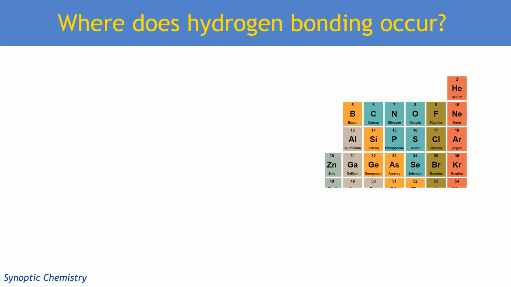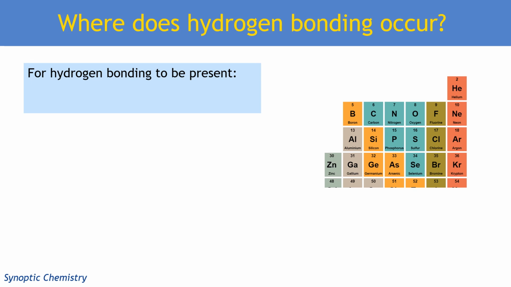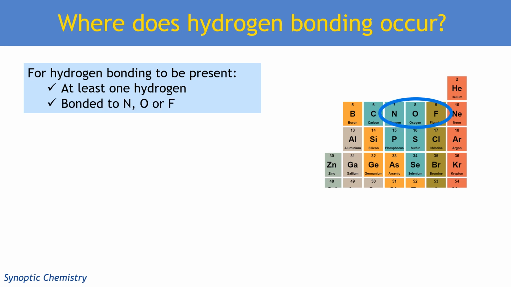So we need to be able to identify where hydrogen bonding occurs in a compound, and we need to look for just very specific things to be present. You need to have at least one hydrogen, of course, but that is not enough. The hydrogen has to be directly covalently bonded to a nitrogen, an oxygen, or a fluorine atom.